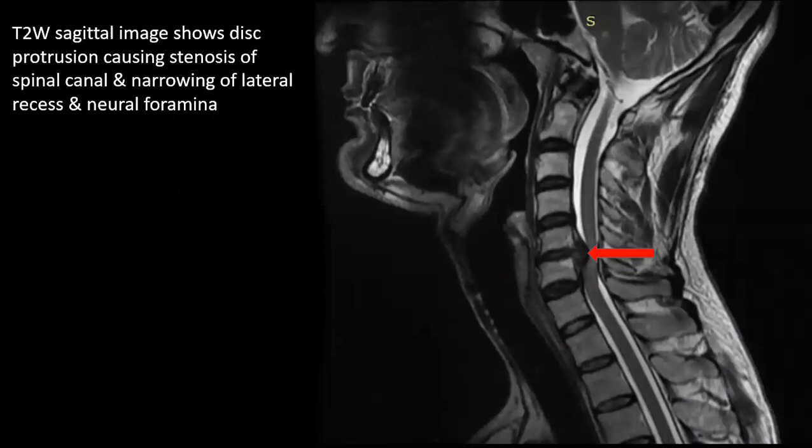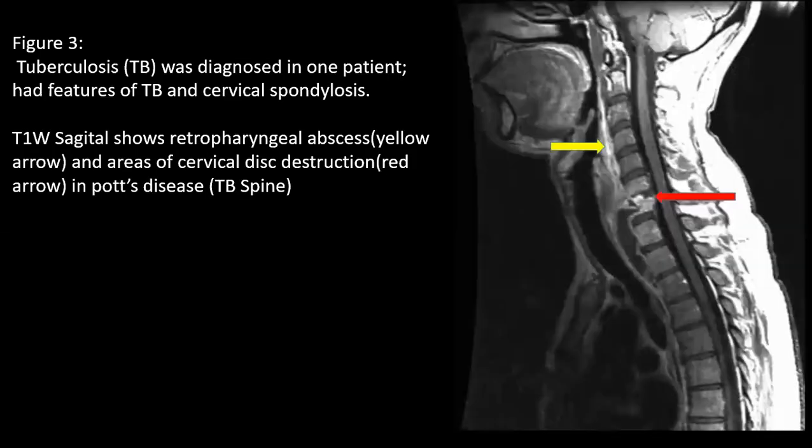These are the T2-weighted sagittal images showing disc protrusion causing stenosis of the spinal canal and narrowing of the lateral discs and neural foramina. And this is Figure 3, showing the tuberculosis that was diagnosed in one patient in our study. There is a T1-weighted image showing the retropharyngeal abscess, shown by the yellow arrow, and the area of cervical disc destruction by the red arrow.